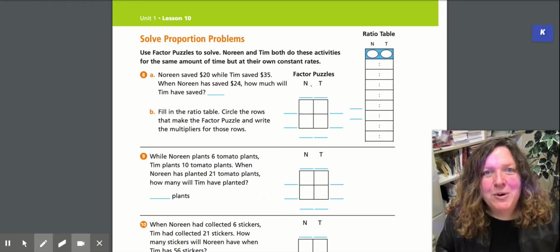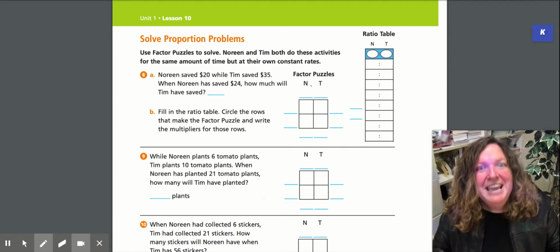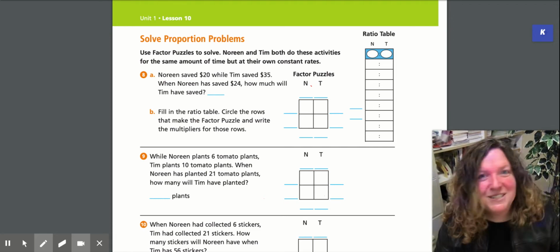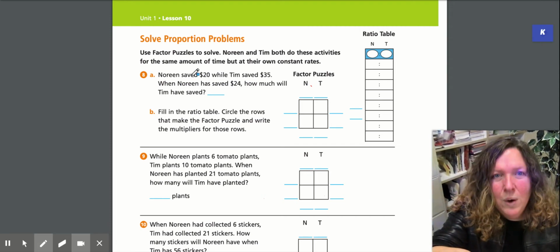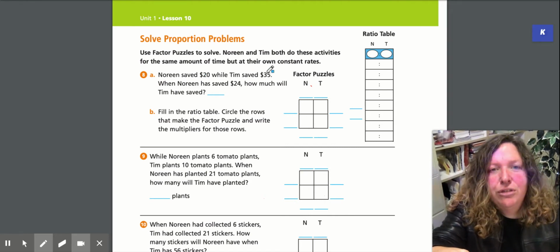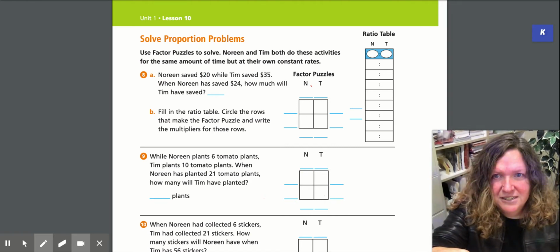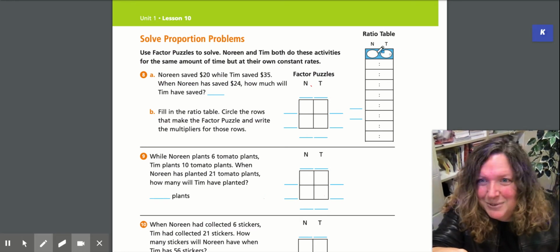Okay, so we are going to use a factor puzzle, and in this one, we're going to connect it again to a ratio table. After this, we're just going to use factor puzzles to solve these proportion problems. So Noreen saved $20, while at the same time, Tim saved $35.